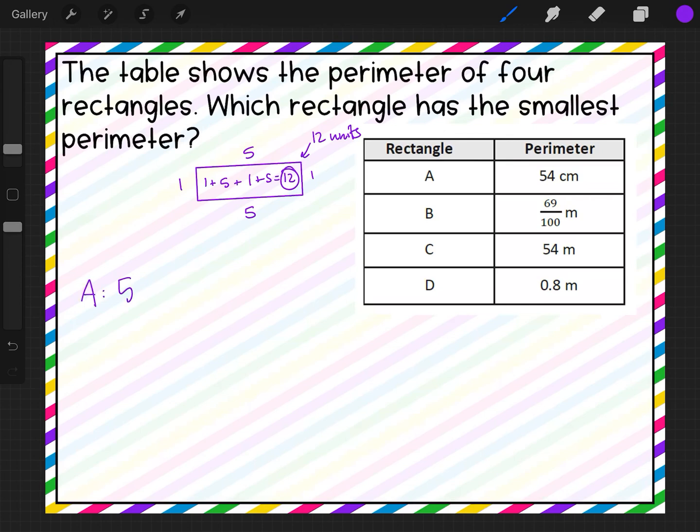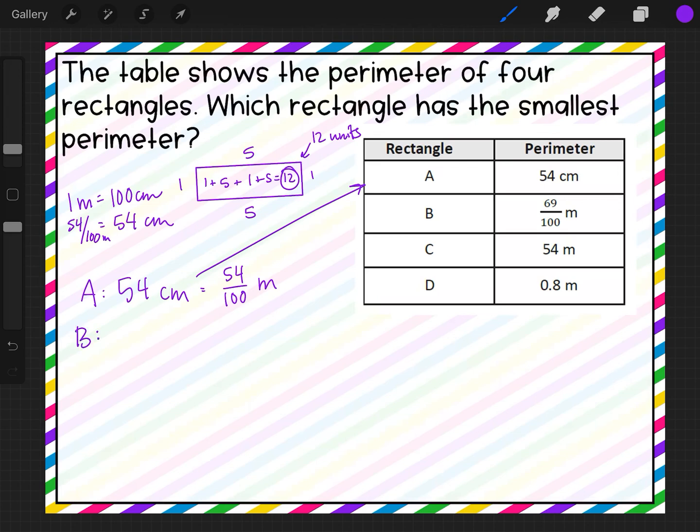So I start off with 54 centimeters for rectangle A right there. I know that 54 centimeters is equal to 54 hundredths of a meter because remember, 1 meter is equal to 100 centimeters. So if I only have 54 centimeters, then that means I'm only going to have 54 hundredths of a meter.